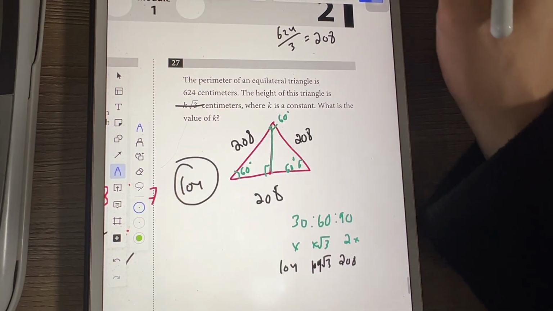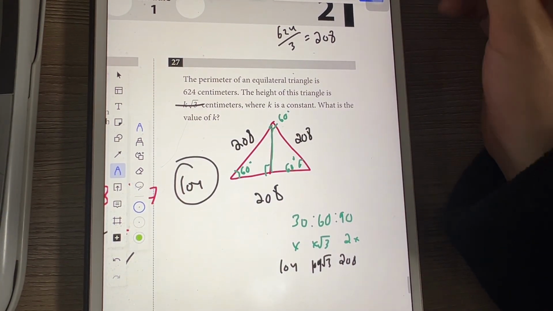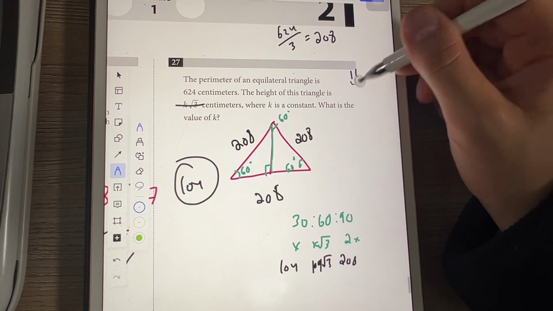We're going to get the point. And would you look at that? 27 out of 27. Nice work. We did it. 27 questions. Easy. We didn't even break a sweat.